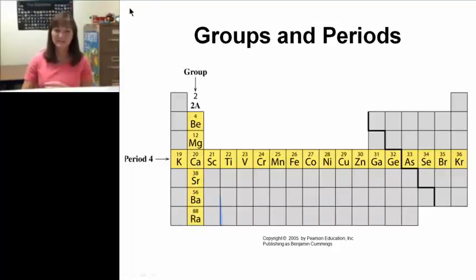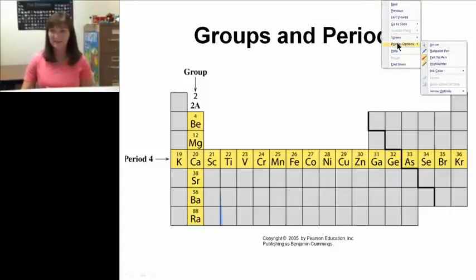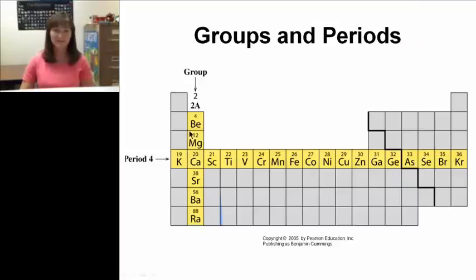So here's an example. If we're talking about a group, which is a column, I'm going to grab my pointer back. Okay. We've got a column, and we don't call it a column, we call it a group or a family. You're going to notice on the top of the column is a number, and in this class we're going to be using the number that precedes the letter A or B. So this is the 2A group, or the 2A family, and since this row right here is the 4th row down, it's called period 4.